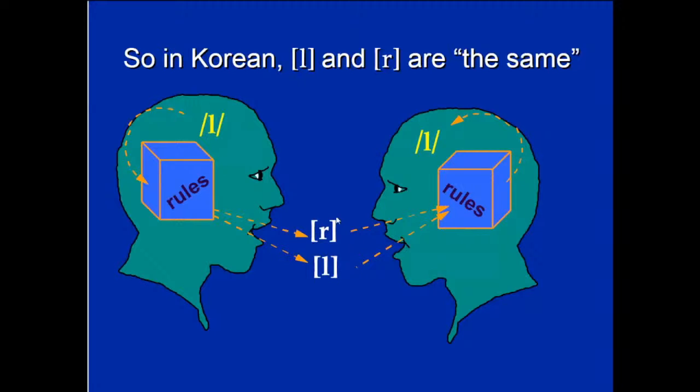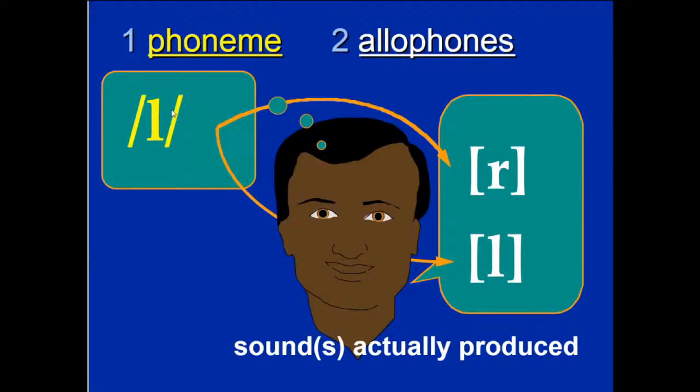But of course, there are two realizations of the same phoneme. These realizations are determined by different rules. So Korean works like this. We have the sound or the phoneme in our mind, which is L. Here, this L is pronounced as R or L. These R and L are called allophones, or realizations, of the phoneme L.